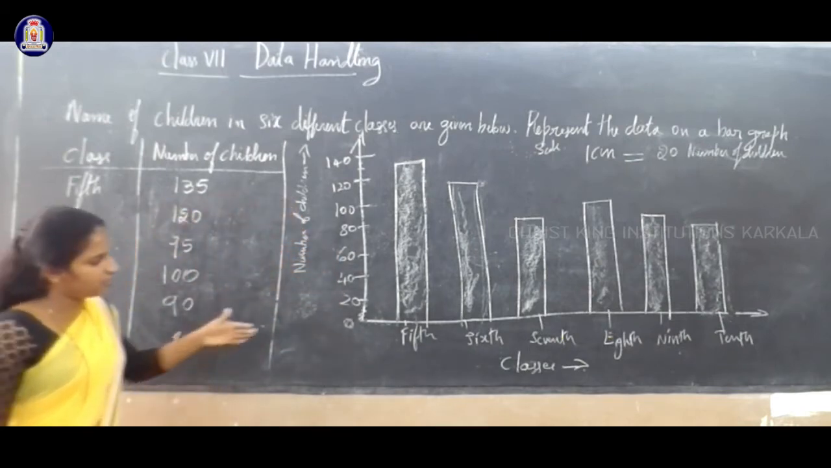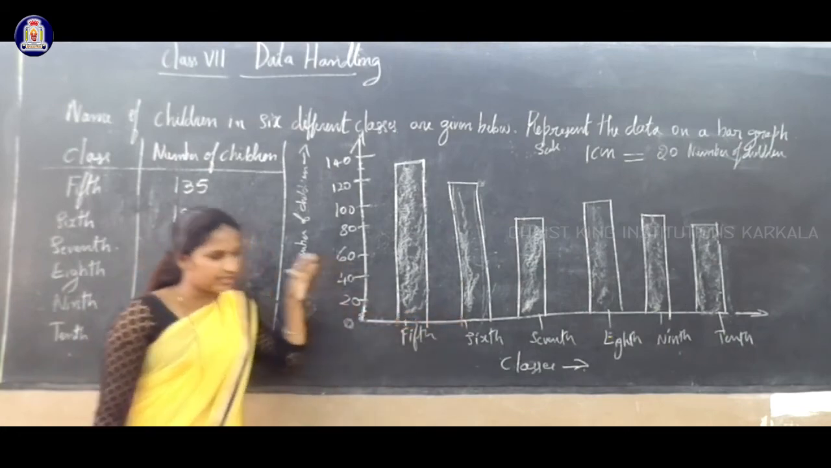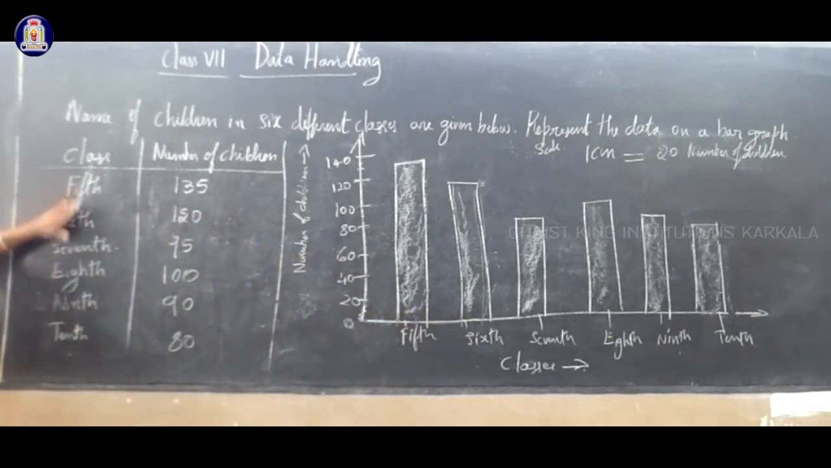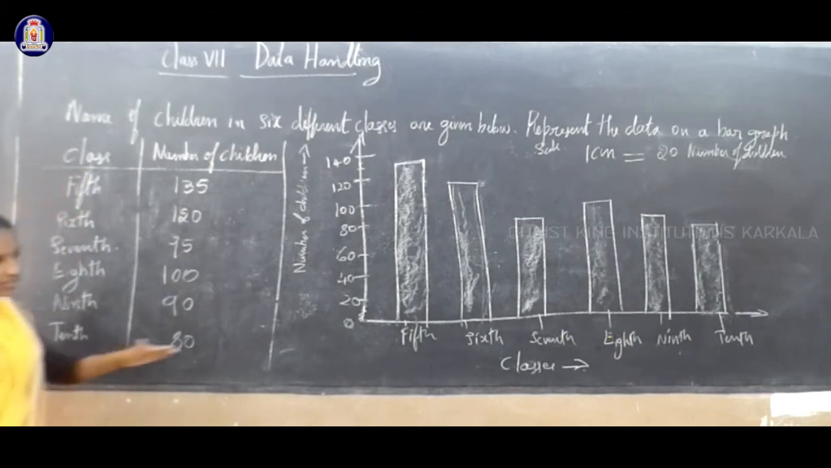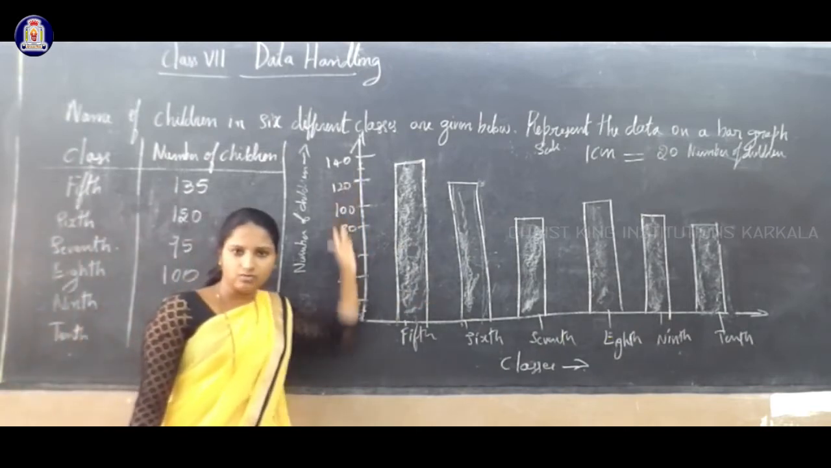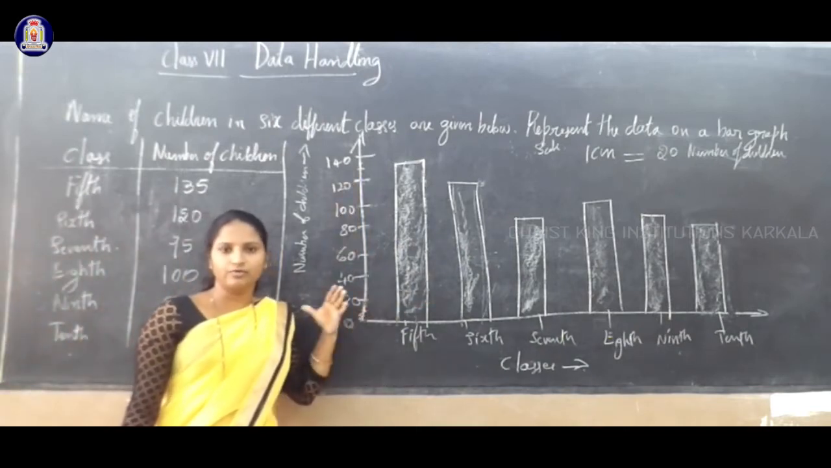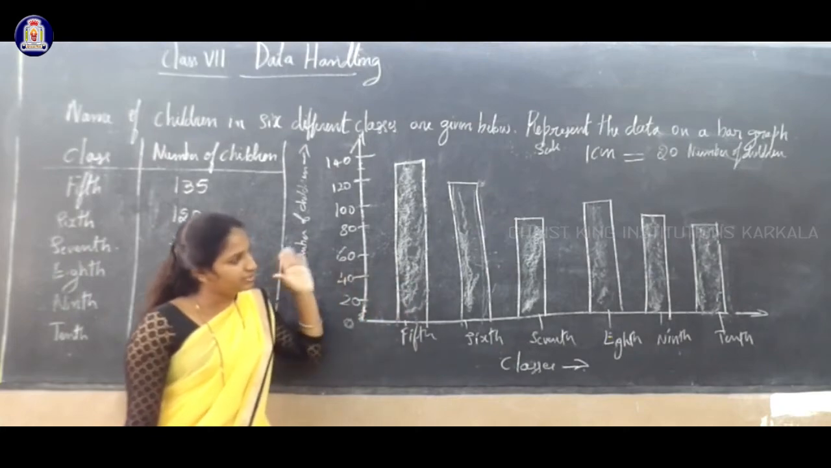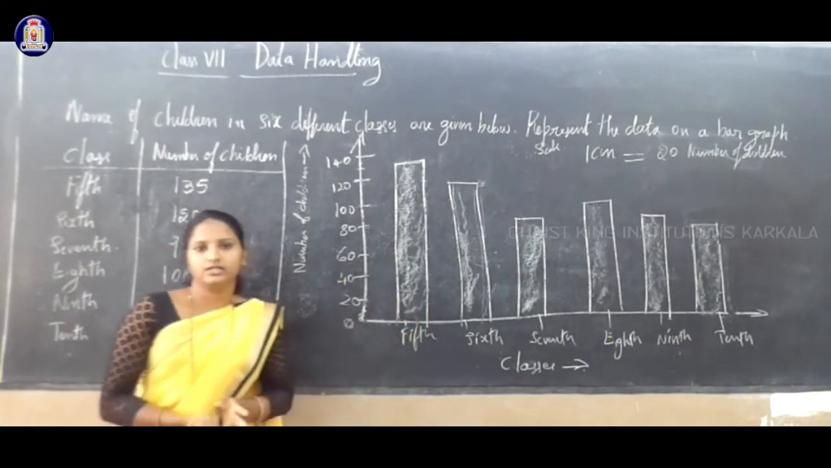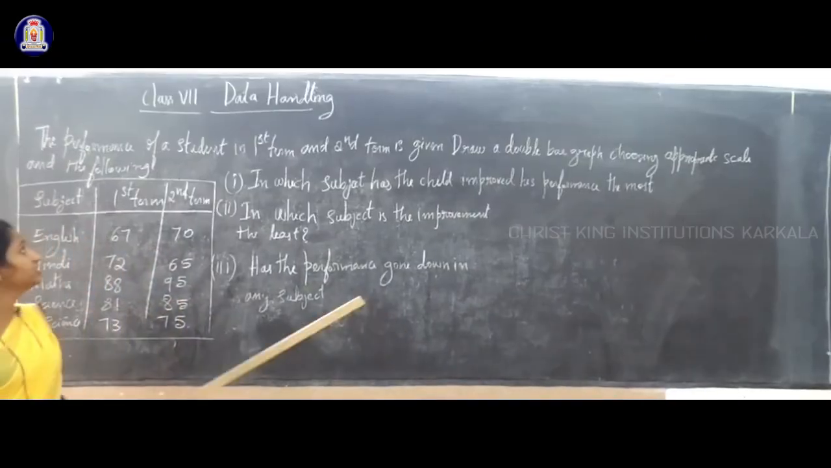So next, in the horizontal line, what is written? That is the first column. What is there in the first column? That is classes: 5th, 6th, 7th, 8th, 9th, 10th. That you must write in the horizontal line. This is the vertical line. Clear? So this is how you can represent the given data in a bar graph. Understood? Yes, thank you.